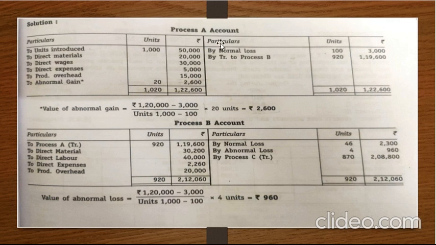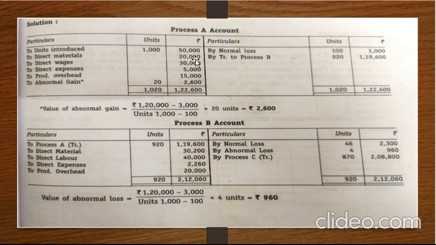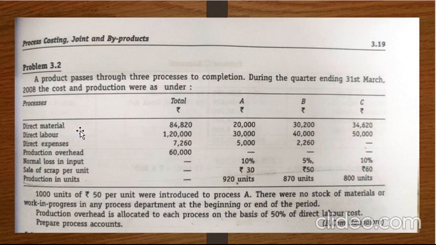So this is process A. So how much is the units introduced? 1,000 units, and they've given the cost per unit. What has been stated? Rupees 50 per unit. So 1,000 into 50 will give you 50,000. Next, what are the expenses in the problem?